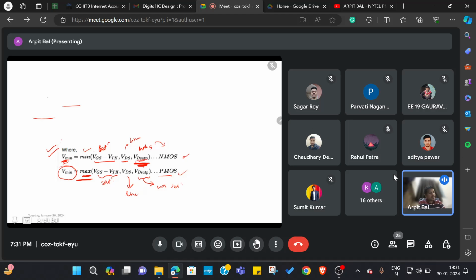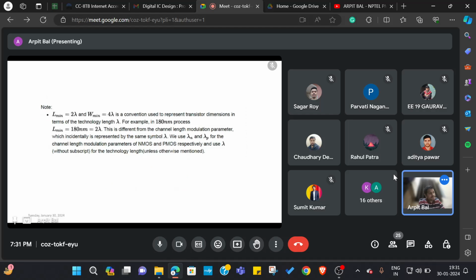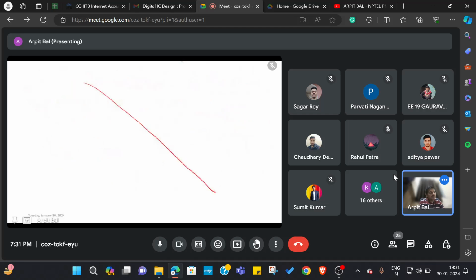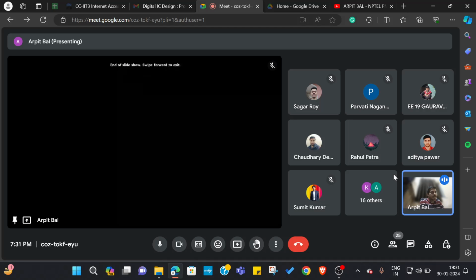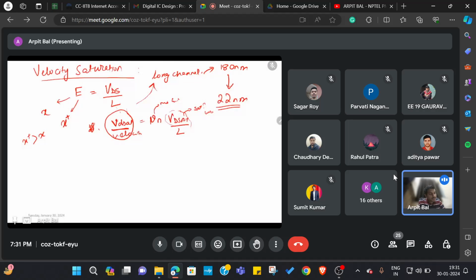Okay, wait. You are confused between VD sat N and that small Vn. VD sat N is the voltage, that is not velocity. Velocity saturation is a different term. So this is actually small Vn.